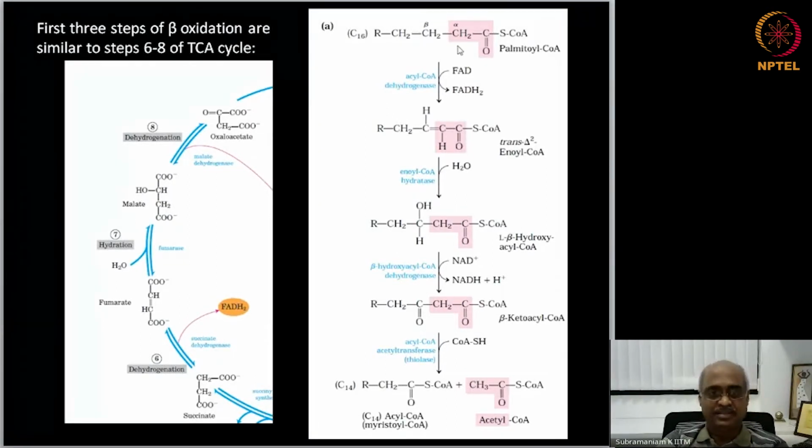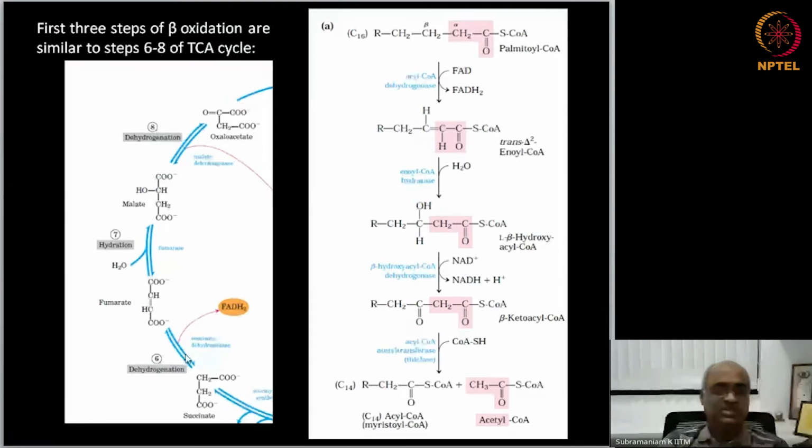So now let us turn our attention to beta oxidation. We are taking palmitic acid as the example here. Palmitic acid, as the name suggests, is very rich in palm oil. This is a fully saturated 16 carbon fatty acid. So this carbon and this carbon, alpha and beta, are equivalent to these 2 carbons of succinate. So you have a dehydrogenation reaction.